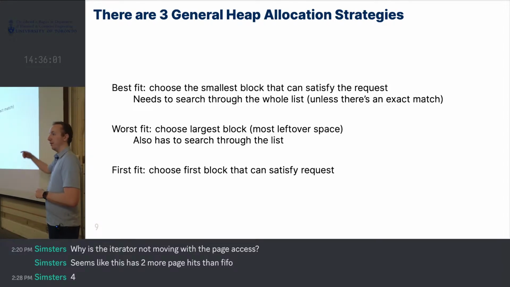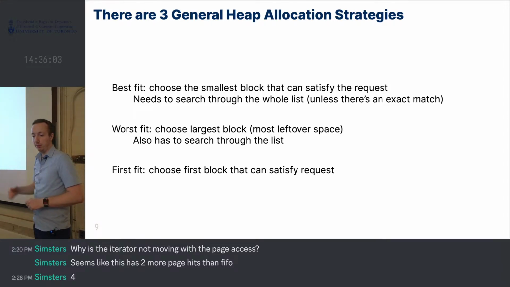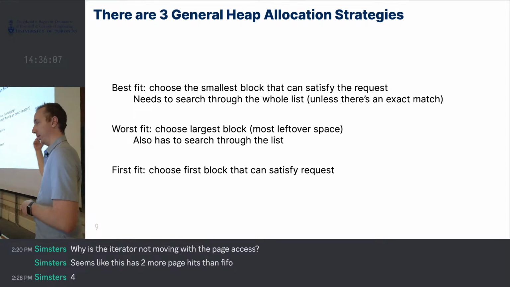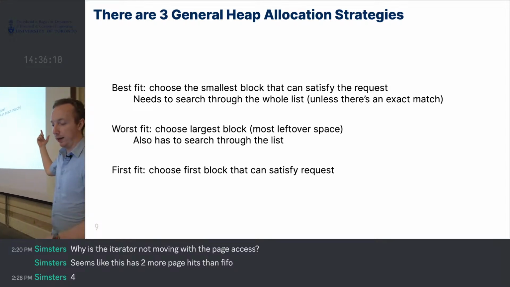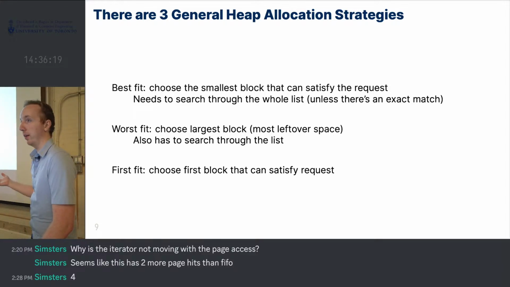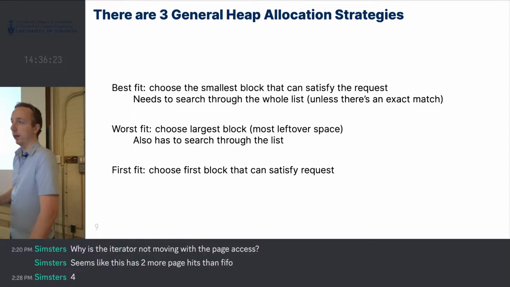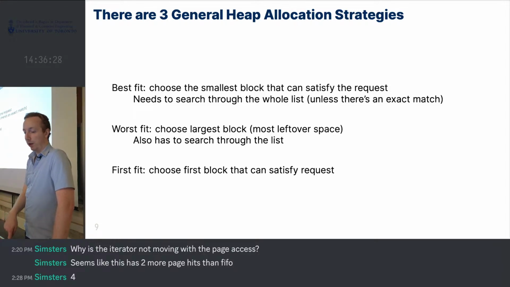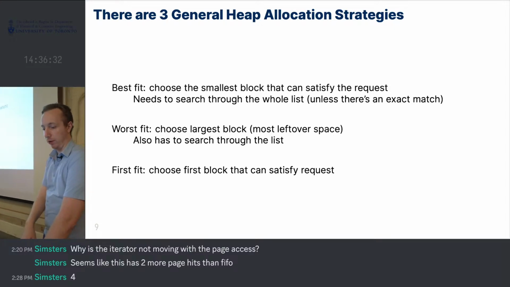So in general, if you do this, there are 3 different heap allocation strategies. There's best fit, and they all involve searching that list. So best fit is I search through the list, I choose the smallest block that can satisfy the request. So again, search through the whole list, unless there's an exact match, in which case I don't have to search anymore because it fits perfectly. Another strategy is worst fit, so I choose the largest free block, so whatever has the most leftover space. Again, I have to search through the list.